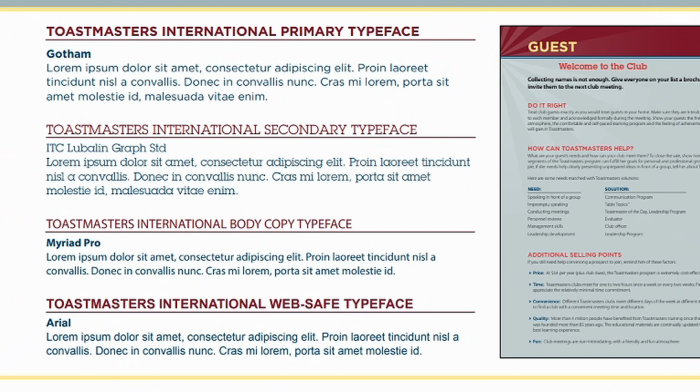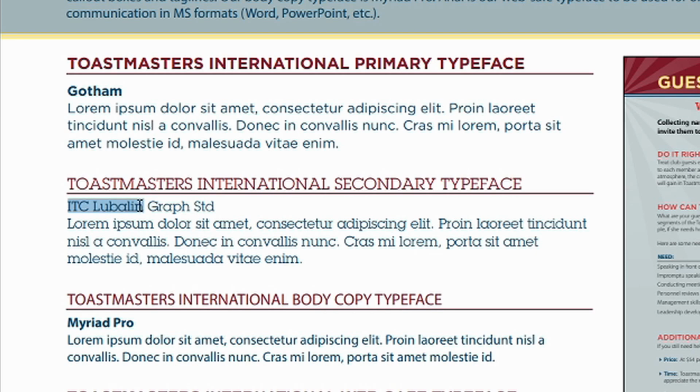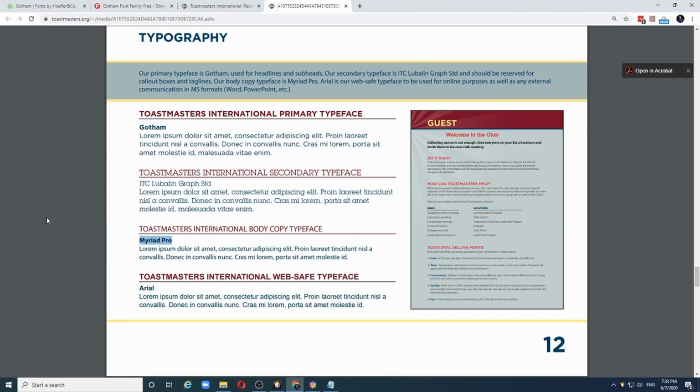The Toastmasters brand manual defines 3 fonts that can be used for creating Toastmasters content, and that's Gotham, ITC Lubalin, and Myriad PRO. The 4th font, which is Arial, may be used when you don't have Myriad PRO. Other than Arial, you will not find the other 3 fonts on your computer because they are not free.